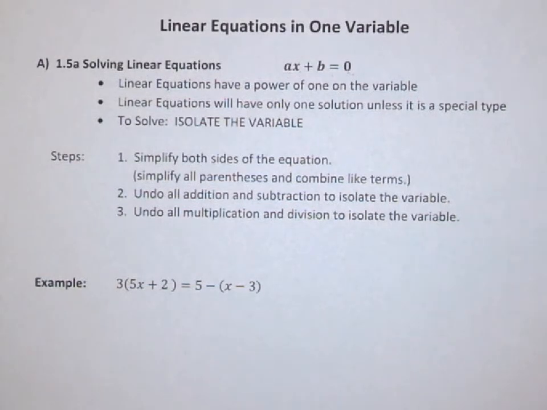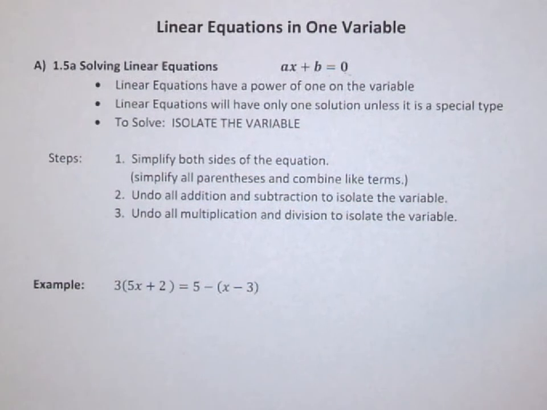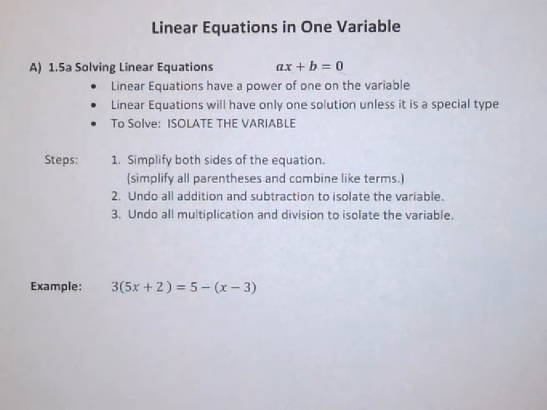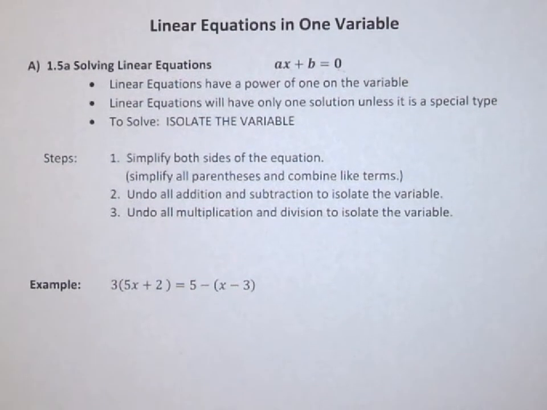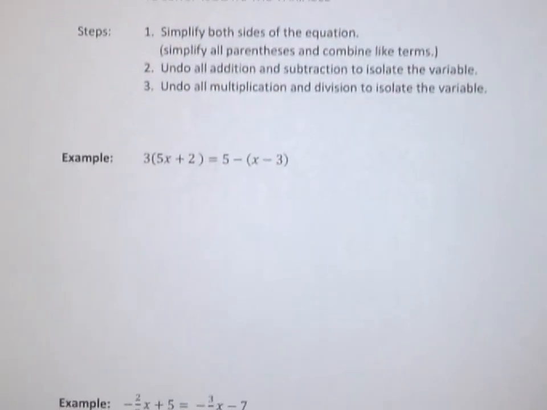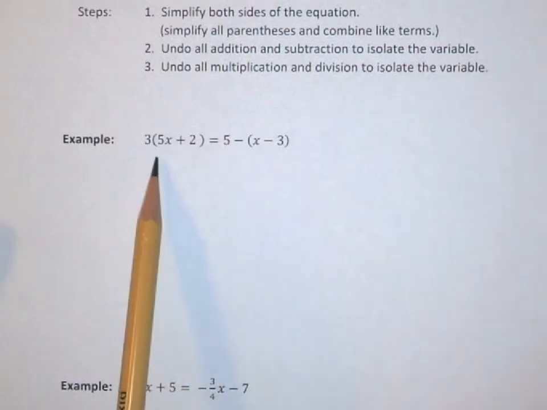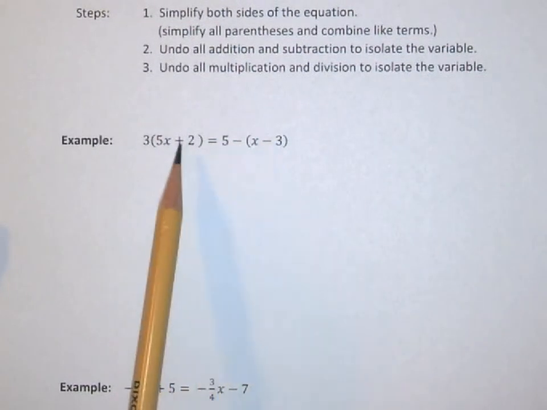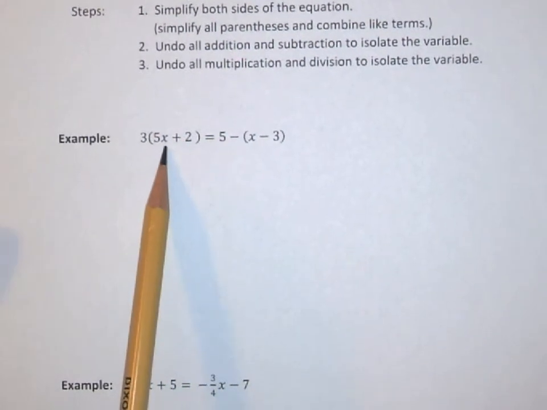Now when we're solving these linear equations, you have to be able to isolate that variable, and sometimes we have to use order of operations in order to get that variable completely by itself. For this first example, notice I have an x on both sides of my equation, so I need to get that to be alone.